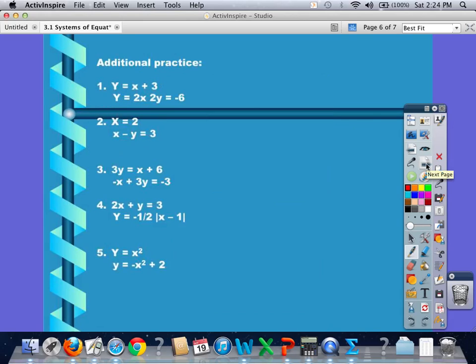All right, so there are additional practice problems that you're going to be doing in classwork. I hope this helped you with all the graphing and understanding how to do the beginning of systems of linear and nonlinear equations. See you in class.